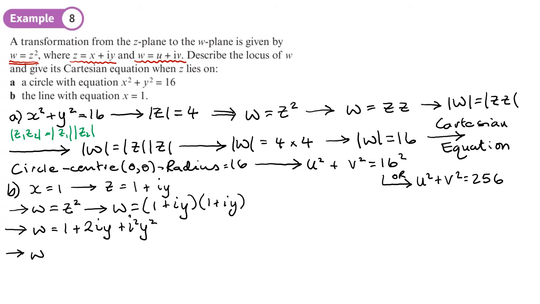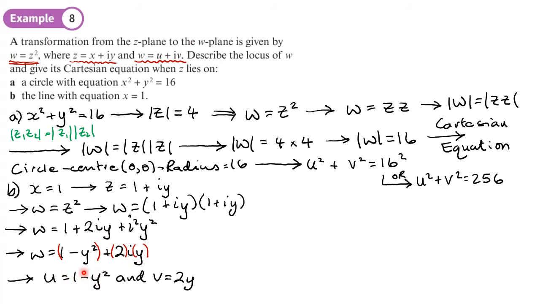The i squared here will become minus 1. And so I'll have 1 minus y squared, I'm just putting the real terms together, plus 2iy. There's my real term there, and my imaginary term is 2y. Now up here we've said that w equals u plus iv. So from this, we can say that u equals 1 minus y squared and v equals 2y.